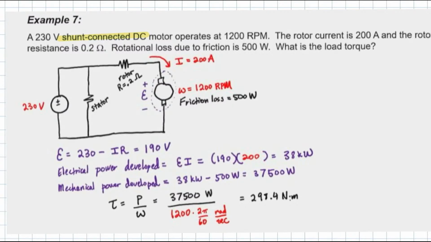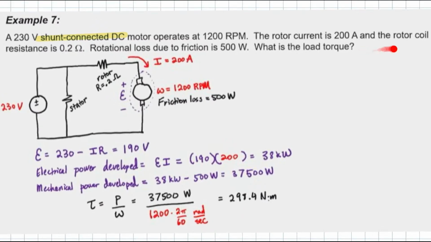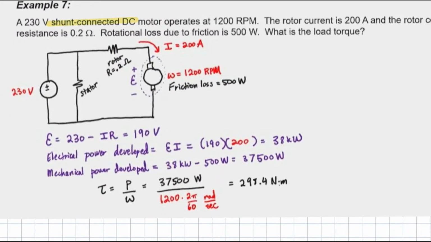Shunt. Okay, so a shunt 230 volt motor operates at 1200 rpm. The rotor current is 200 ampere and the rotor coil resistance is 0.2. Rotational loss due to friction is 500 watts. What is the load torque? Okay, so let's write down first: 230 volts, 200 ampere, omega equals 1200 rpm. Friction loss is 500 watts.